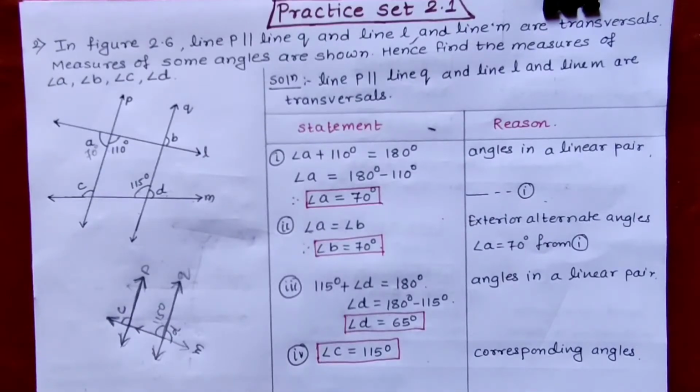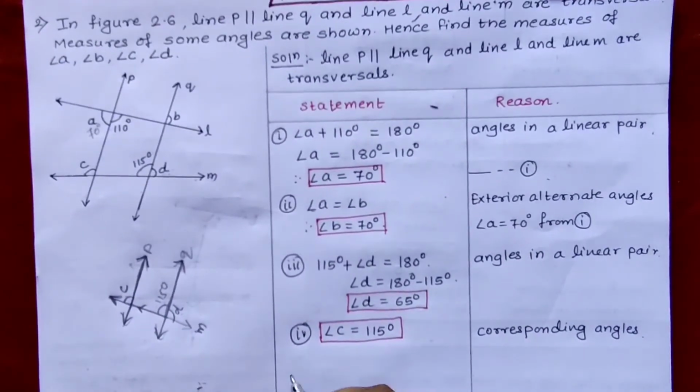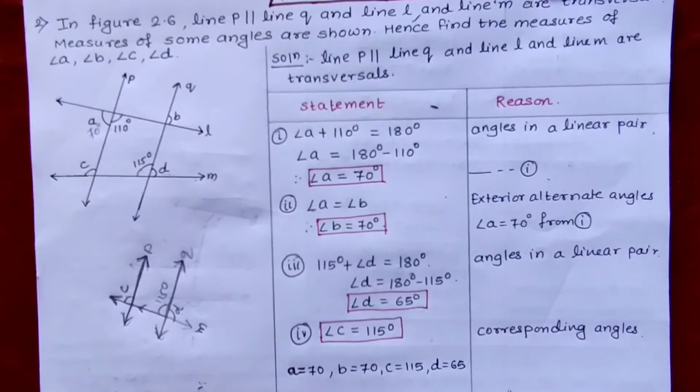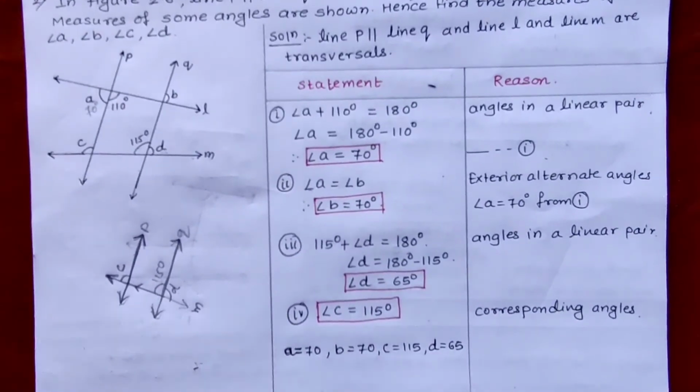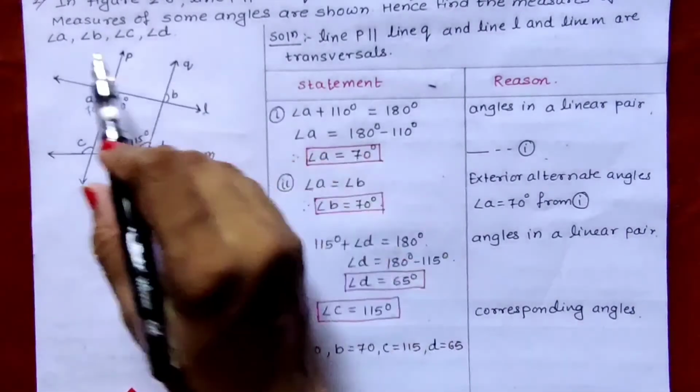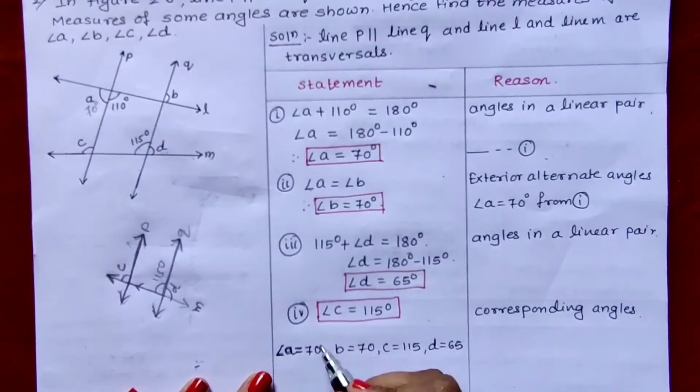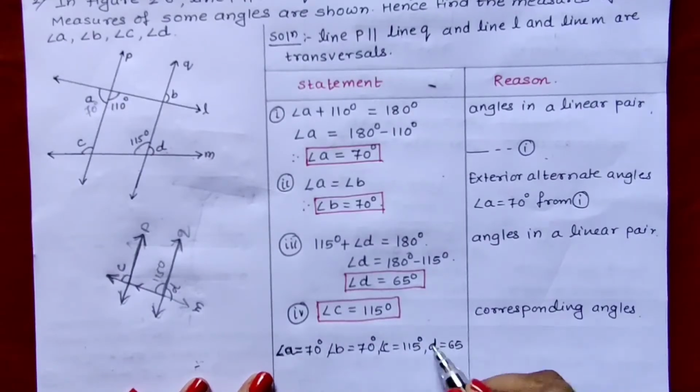In this way we have got all these four values A, B, C, D. A is equal to 70. Now we are writing value only, so we don't put the degree sign. A is equal to 70, B is equal to 70, C is equal to 115 and D is equal to 65. Or we can write the symbol of angles also, because in the question angles are written, so we will be writing the symbol of angle. Angle A is equal to 70 degree, angle B is equal to 70, angle C is 115 degree and angle D is 65 degree. So this is the answer.